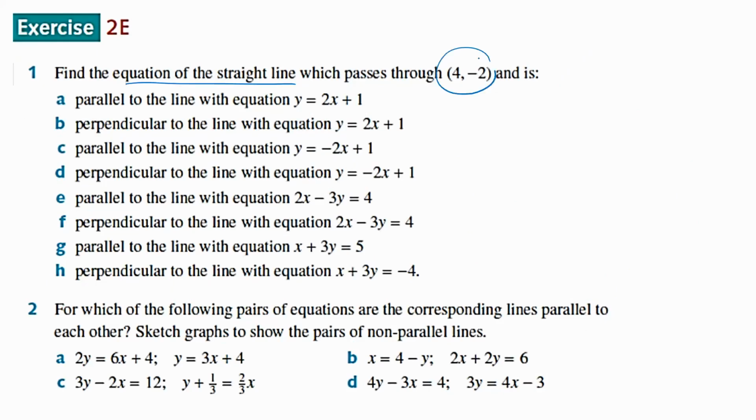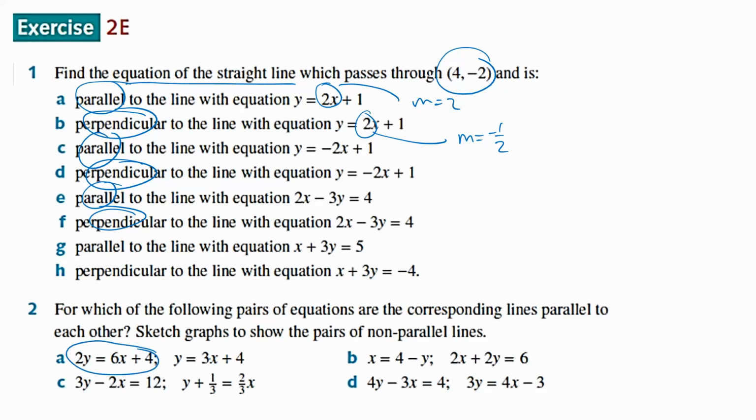Okay, so if you look at the examples here, the exercises, they say find the equation of a straight line. It passes through this point. This is my first example. Parallel, perpendicular, parallel, perpendicular. This one means that the gradient is 2. This one means that the gradients have to multiply to give you negative 1, so the second one has to be negative half. 2 times negative half gives you negative 1. And then you're just working with exercise 2C again. It's just worded differently. Parallel, perpendicular. That's it. For which of the following pairs of equations are the corresponding lines parallel to each other? So you have to rearrange these ones now.